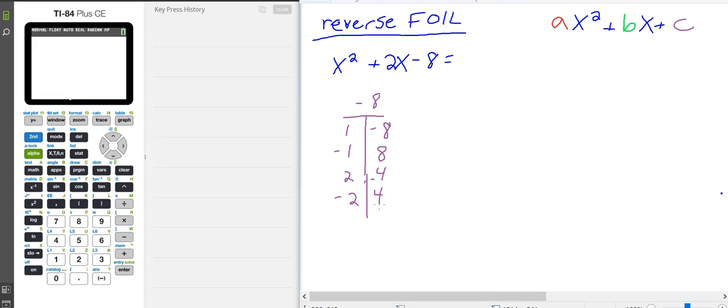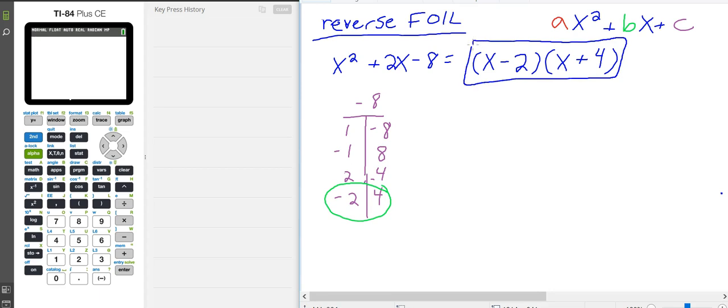-8 plus 1 is -7. -1 plus 8 is 7. -4 plus 2 is -2. -2 plus 4 is +2. So these will be the two numbers that we're plugging in. So as usual, since we have an x squared as our first term, we're going to have x and x as the first term in the binomials, and we just plug in what we found, -2 and +4. This is the answer. Of course, you would probably want to FOIL back. If this was on a test, you'd want to FOIL back to make sure we got it correct. In this case, it is correct.